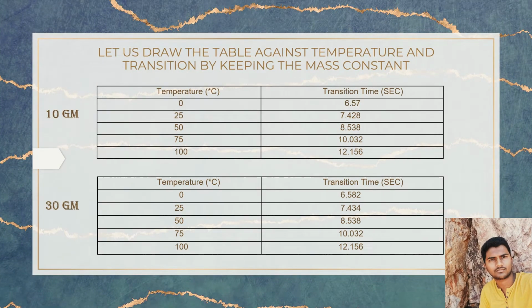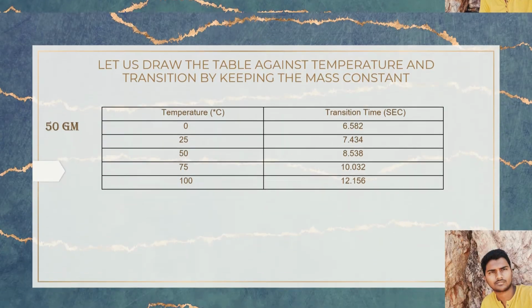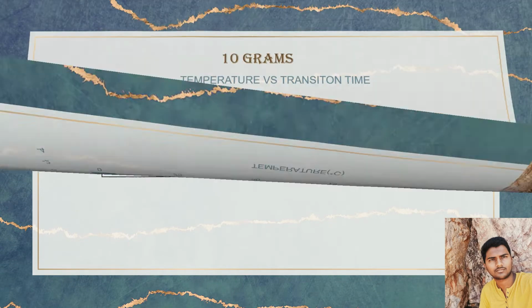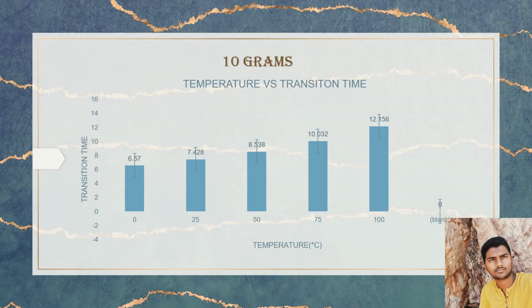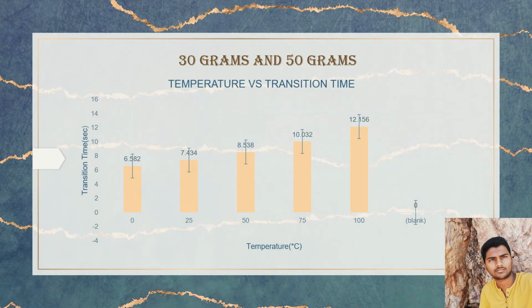Now let us draw a table to take down values of temperature and transition time by keeping the mass constant. That is 10 grams, 30 grams and 50 grams. The graph between temperature and transition time of 10 grams mass. As we can see, as temperature increases, transition time is increasing. The graph is also increasing with the temperature. It's similar to the graph of 10 grams mass.